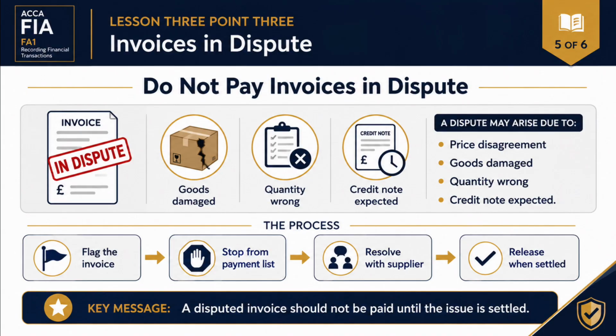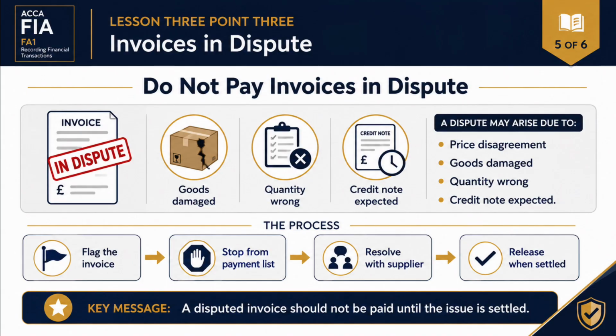Example of an invoice in dispute. Imagine a business receives an invoice from Paperworld for $500, but the business only received goods worth $400. Now there is a difference of $100. The business should contact Paperworld and ask for an explanation or a credit note. Until the issue is settled, the invoice should be marked as in dispute. It should not be paid in the normal payment run. Once the supplier corrects the invoice or issues a credit note, the dispute can be released. Then the invoice can be paid in the normal way.